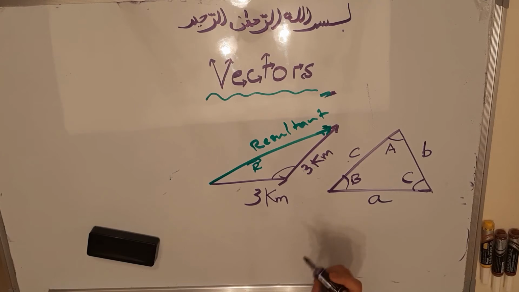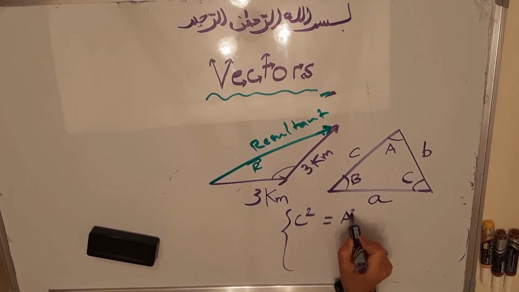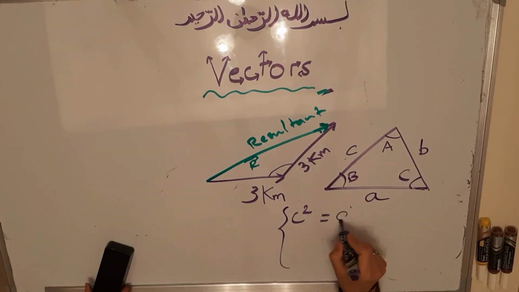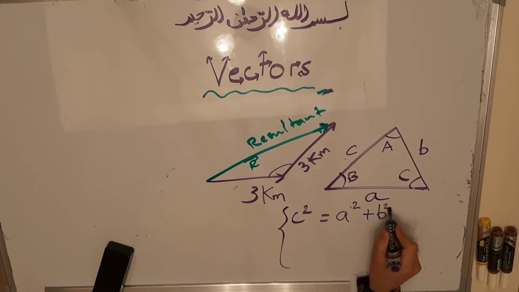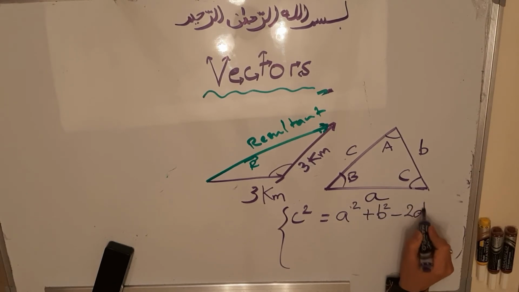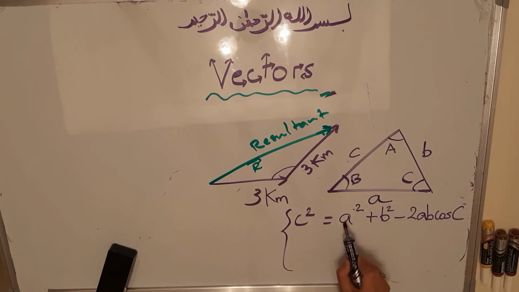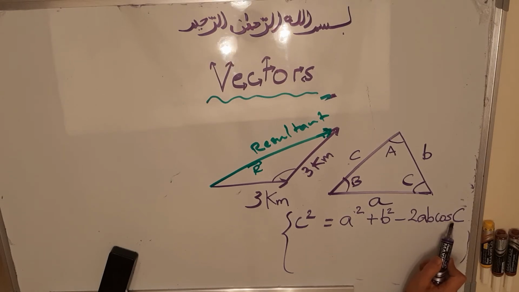And we have 3 very beautiful formulas, but again, I'm crazy about math and physics, so if you don't like the formula, that's fine. C squared, I'm not talking about angles here. C squared is a squared plus b squared minus 2 times a times b times cosine of angle C.